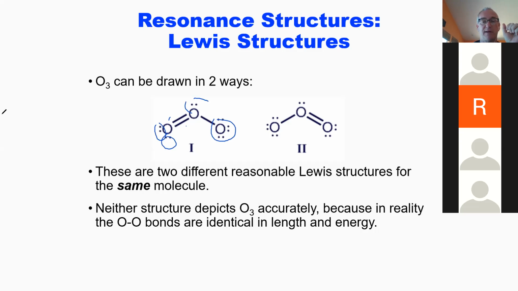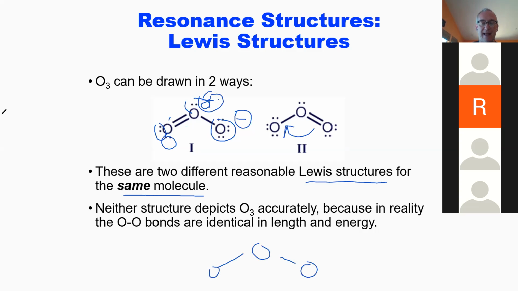The problem is this one has a positive charge, and this has a negative charge. So we write a resonance structure, because this structure is possible, or this structure is possible, just by moving that pair of electrons to one side. So it's the same Lewis structure for the same molecule. But remember that neither one of these is exactly accurate, because what happens in reality is that we have a bond and a half.